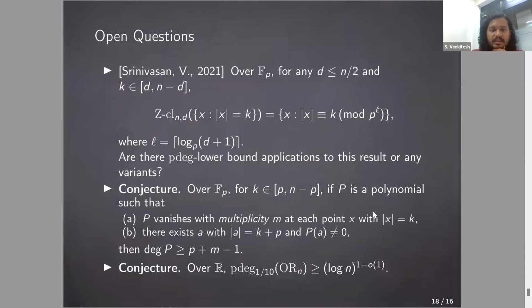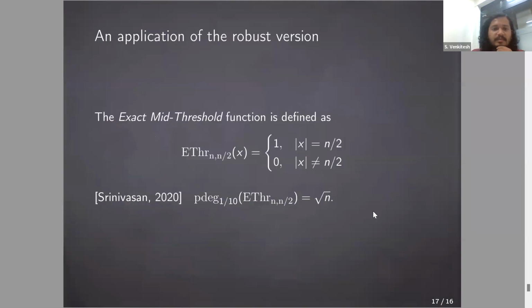Before going on to open questions, are there any questions up to this point? This is formally the end of the talk. It's only some open questions that I wanted to mention.